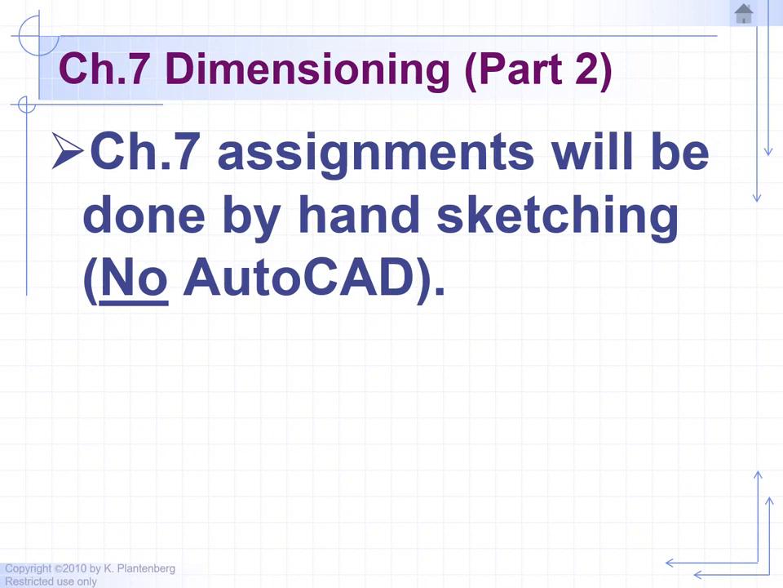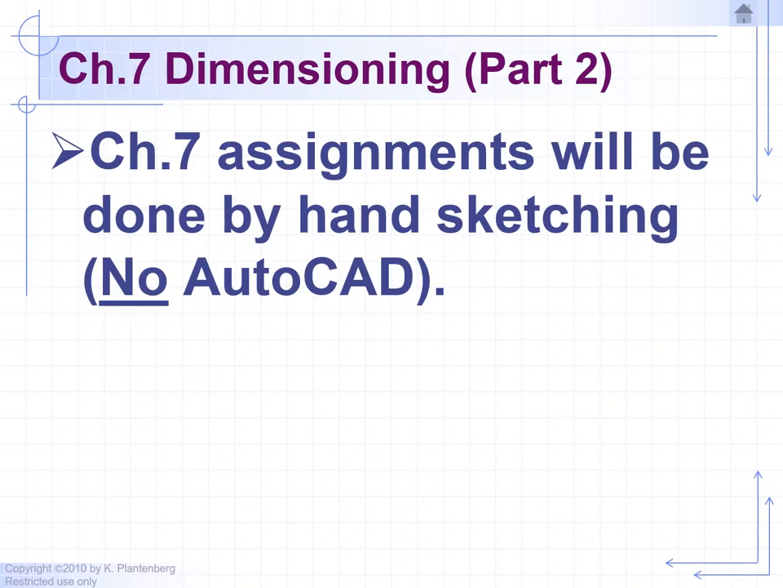So now we're going to continue on with Chapter 7, Part 2, Dimensioning. And just a reminder, this will be done by hand, or if you can sketch using some type of software on your computer, go for it. We're not using AutoCAD for this chapter. That'll be in the next chapter. Chapter 8 will be Dimensioning using AutoCAD. And there is no new assignment for Chapter 7. Continue working on the previous handout for Chapter 7, Part 1.